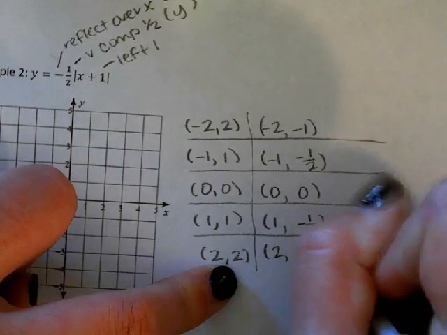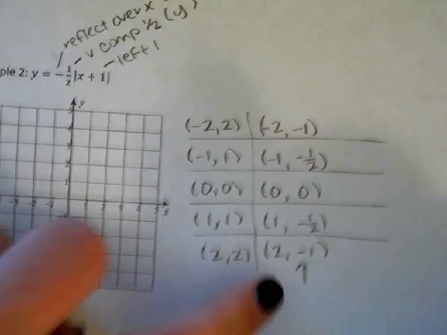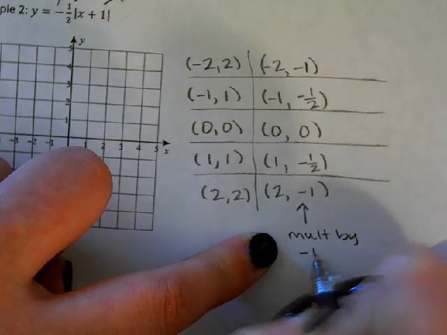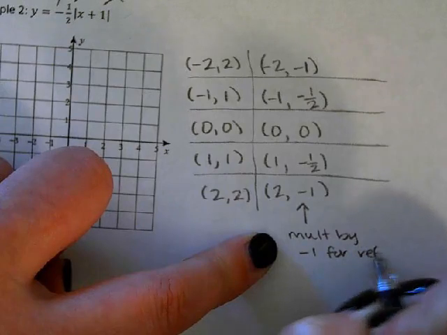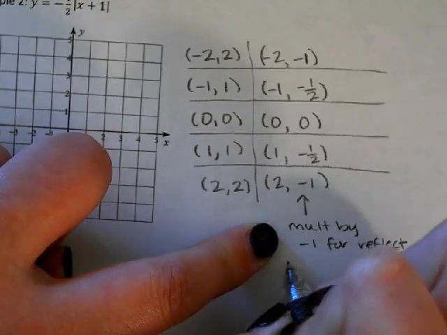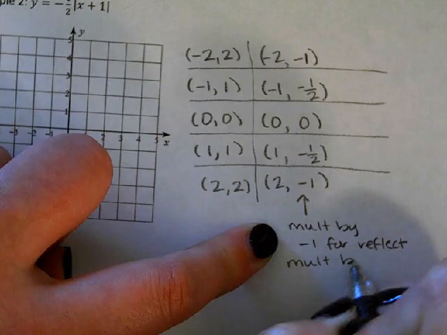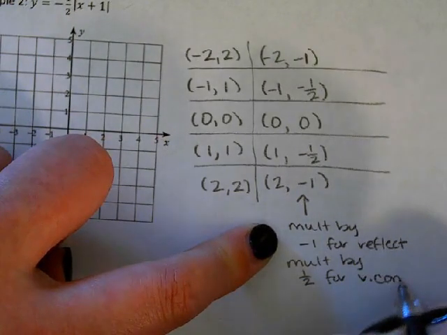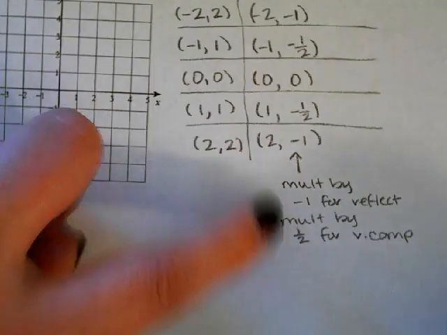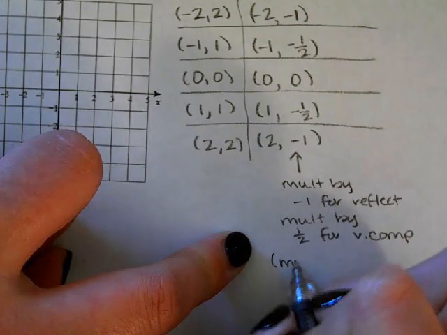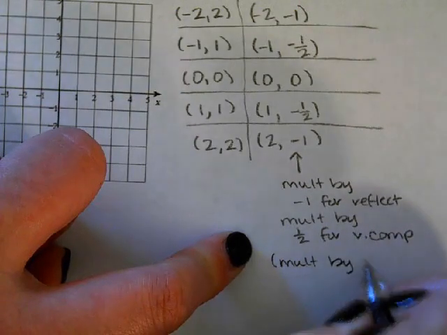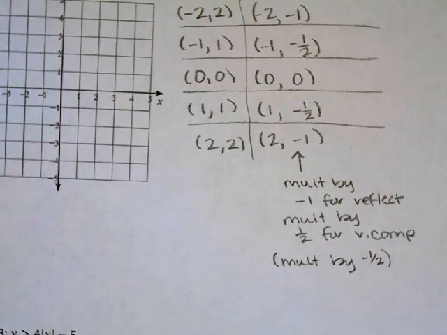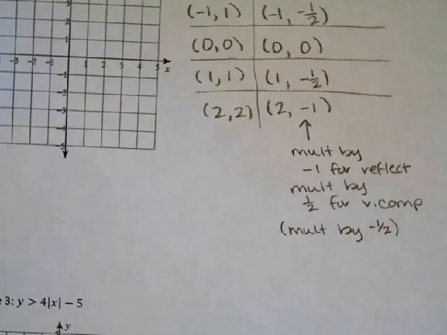Okay, now since these are our notes, we should be writing down what we've done. So we multiply by -1 for the reflection, and we multiply by 1/2 for vertical compression. So altogether we multiply by -1/2. We did that to the y coordinate.